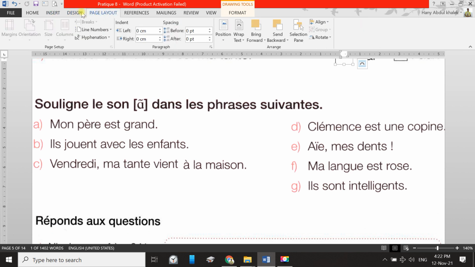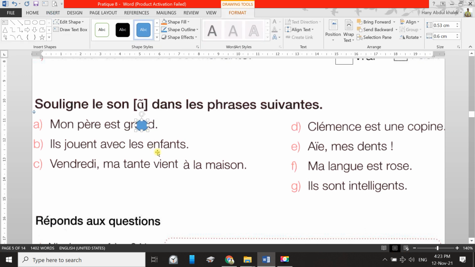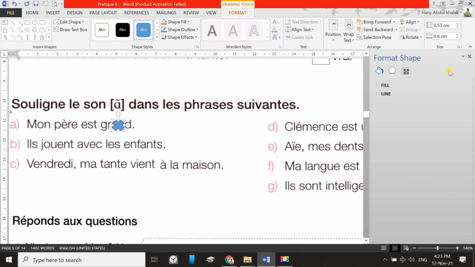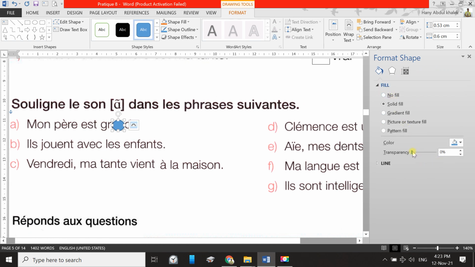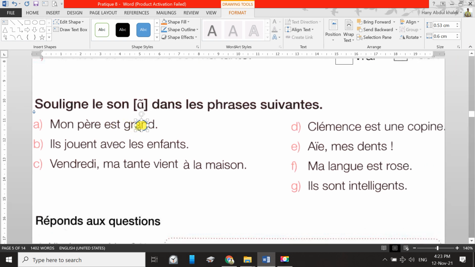Donc next here, souligne leçon 1. We will underline the sound that we studied, la voyelle nasale. Here, mon père, it's not this sound. This sound, we get it from an or am or en or em. So here we have this sound, the an here. Okay, this is on.